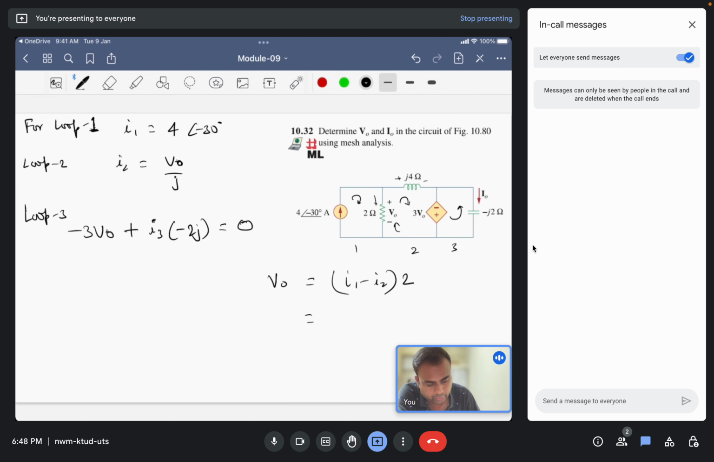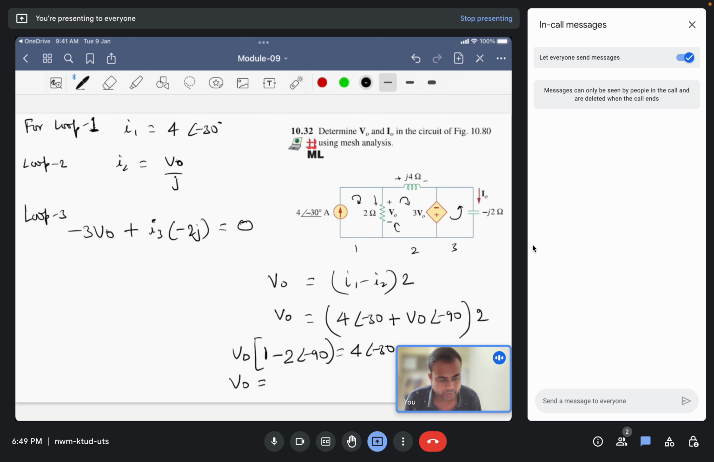So let us substitute I1, 4 angle minus 30, plus V0 by angle minus 90. 1 by j, 1 by j is minus 90. Times 2 is equal to V0. So V0 is taken as common: 1 minus 2 angle minus 90 is equal to 4 angle minus 30.